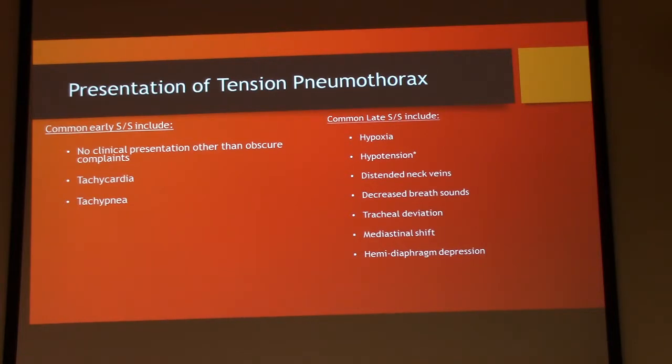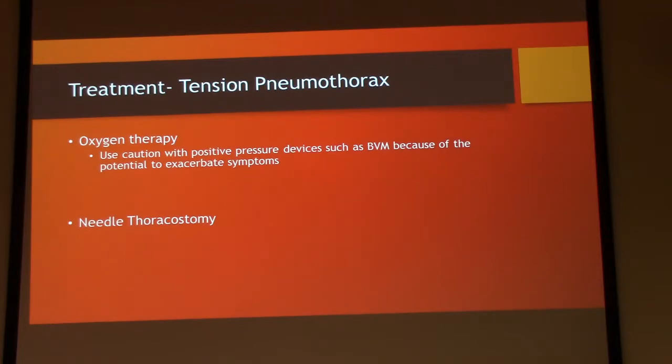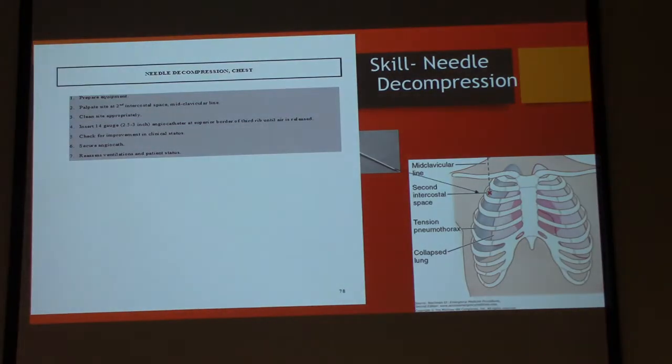JVD, tracheal deviation, those are late signs. Probably not something that you're going to see out in the field. If it happens fairly closely, it's going to take a little bit for that to actually occur. So how we fix this: we give them oxygen, and then we perform a needle decompression.